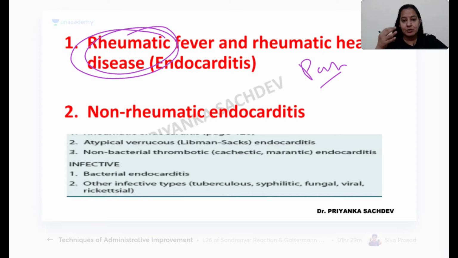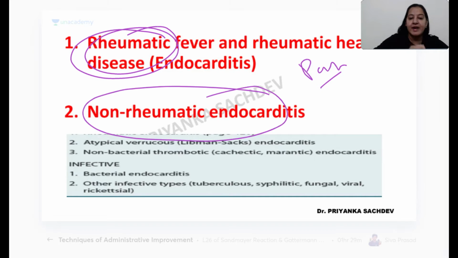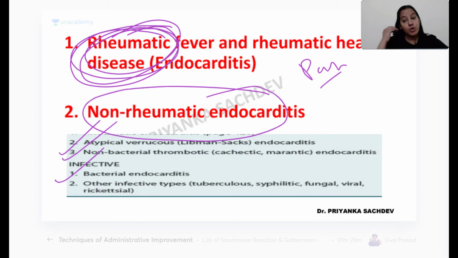Today I am going to cover non-rheumatic endocarditis, in which I will teach you 3 more types of endocarditis: Libman-Sacks endocarditis in SLE, NBTE, non-bacterial thrombotic endocarditis, and infective or bacterial endocarditis. These 3 endocarditis we will cover today. But first I will give you a brief revision of rheumatic endocarditis, so we can have a comparative study of the rest of the 3.